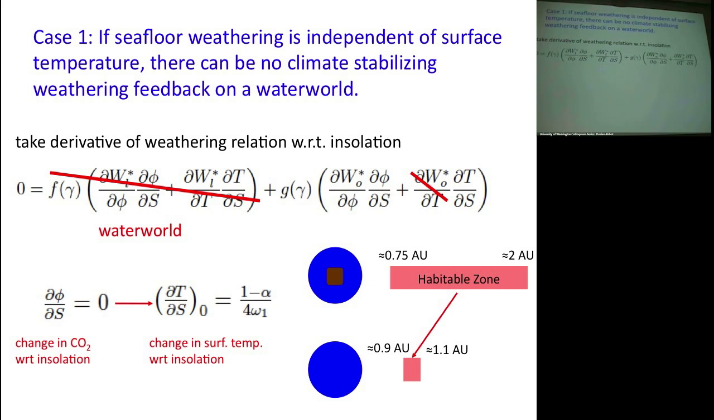So most people think that seafloor weathering is independent of surface temperature. That's something that more work should be done on, but that's sort of the null hypothesis right now. That's what people think. And so what I'm going to show here is that if that's true, then a water world can have no climate stabilizing weathering feedback, and therefore is going to have a much smaller habitable zone. So that has direct implications for planets being detected today.